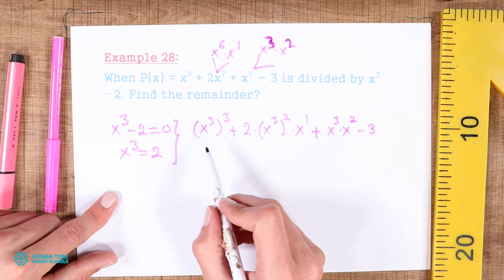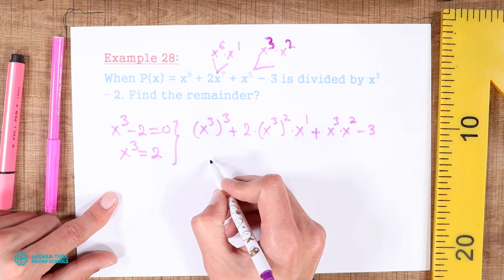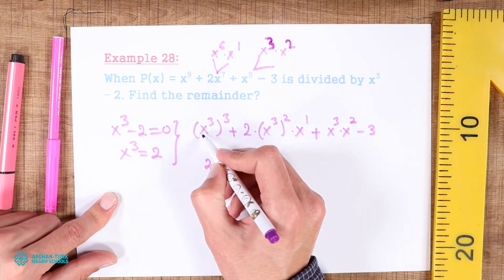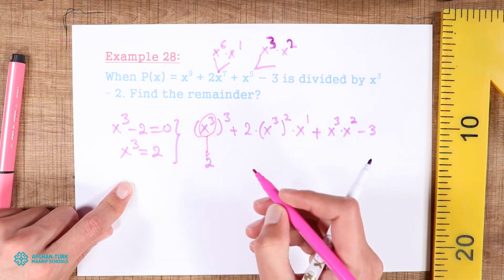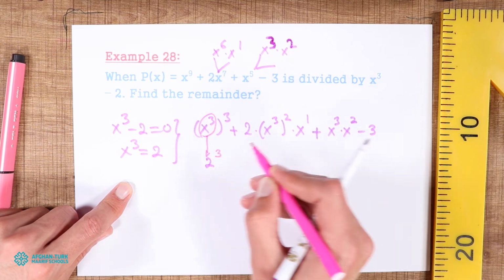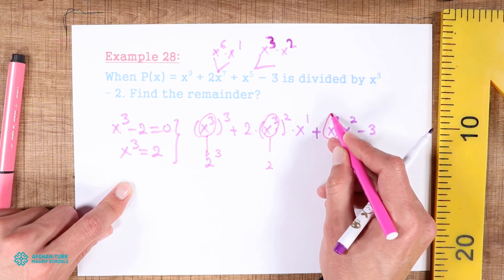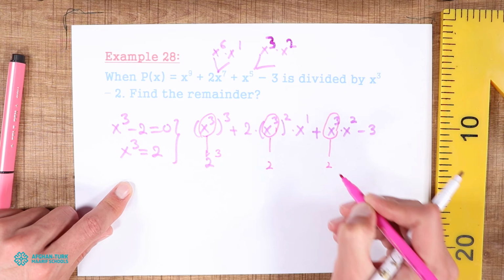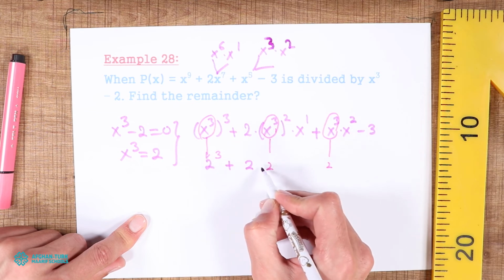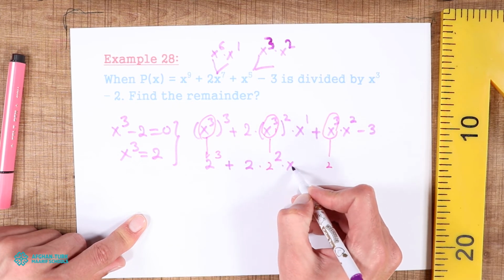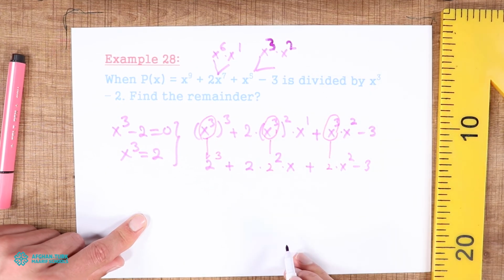As a result, we substitute x to the power of 3 as 2 in order to find the remainder. Instead of x to the power of 3, we substitute 2, and 3 will be written by itself. And here also instead of x to the power of 3, we must write 2. And here also instead of x to the power of 3, we must write 2. So as a result, we will have 2 to the power of 3, plus 2 times 2 squared times x, plus 2 times x squared, minus 3.